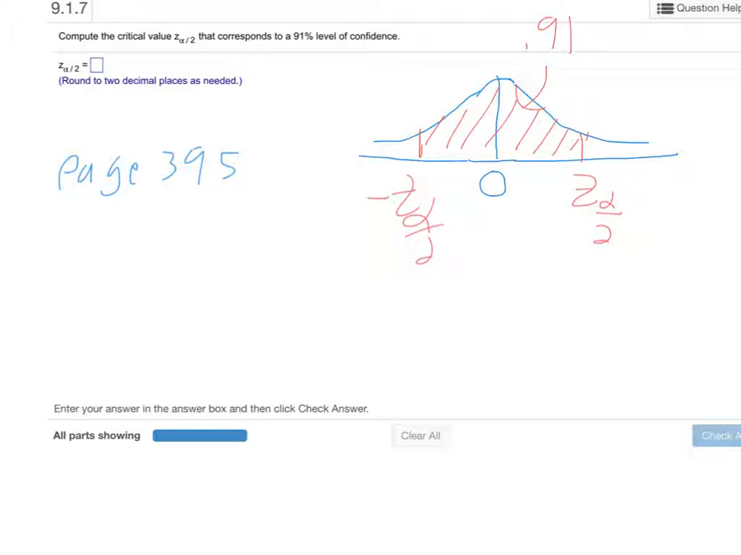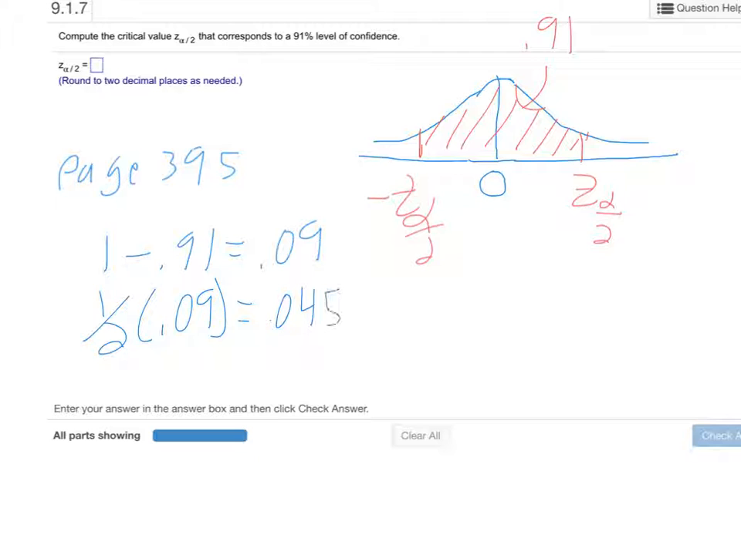Well, if we subtract, 1 minus 0.91, that leaves us 0.09. That leaves us 0.09 for the two tails. Well, if we want to know what area in each of the tails, we'd take half of that. So if I take half of 0.09, that's 0.045. So the area of this tail is 0.045, and the area of this tail over here is 0.045.